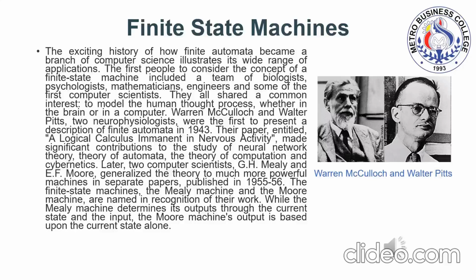Their paper, entitled A Logical Calculus Immanent in Nervous Activity, made significant contributions to the study of neural network theory, theory of automata, the theory of computation, and cybernetics. Later, two computer scientists, G.H. Mealy and E.F. Moore, generalized the theory to much more powerful machines in separate papers, published in 1955 to 56. The finite state machines, the Mealy machine and the Moore machine, are named in recognition of their work. While the Mealy machine determines its outputs through the current state and the input, the Moore machine's output is based upon the current state alone.